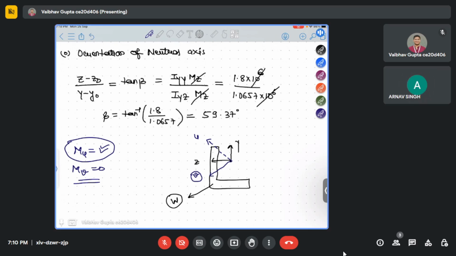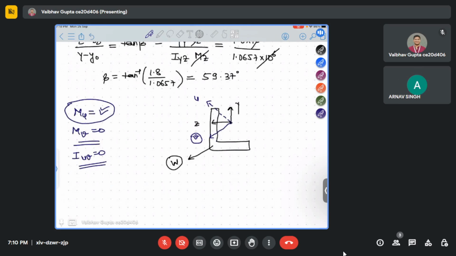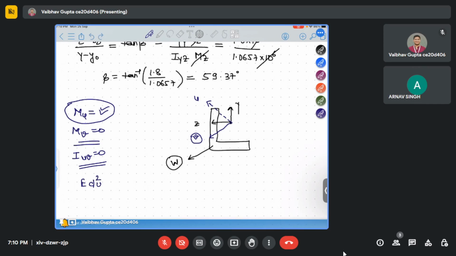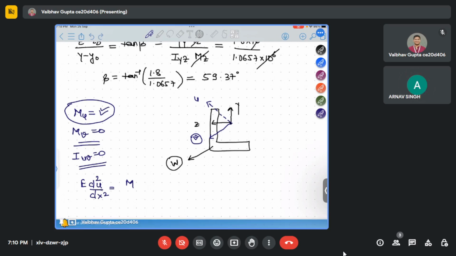Also, since U and V are principal axes, your IUV will be equal to 0, because the loading is applied on the principal axis. So this expression will become delta U by del X square will be equal to MU by IUU.